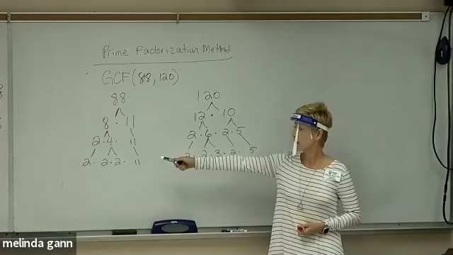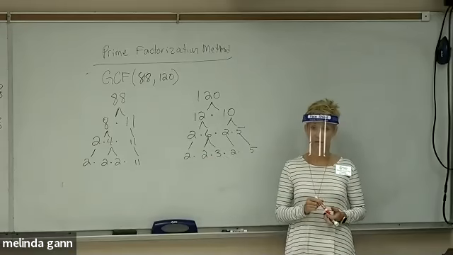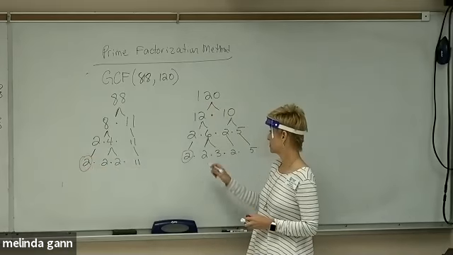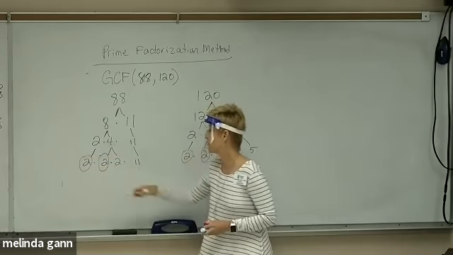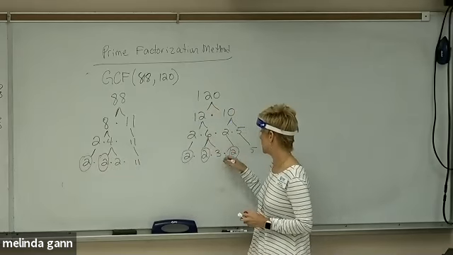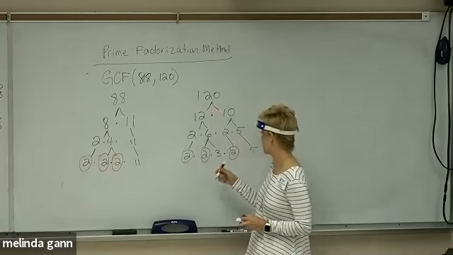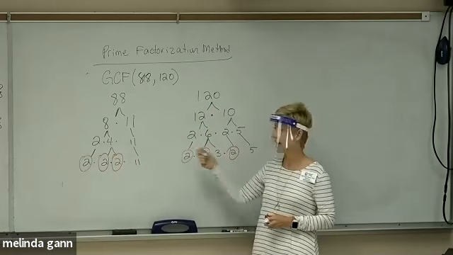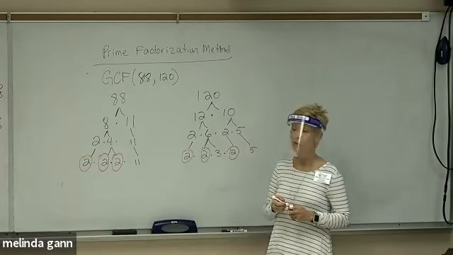Now, there's a 2 on the left. Is there a 2 on the right that will match it? All right, so they get circled. Can I circle another pair of 2s? Yes. Can I circle another pair of 2s? Yes. Can I circle another pair of 3s? No, no partner. 5s or 11? No. Now, what do I multiply together?